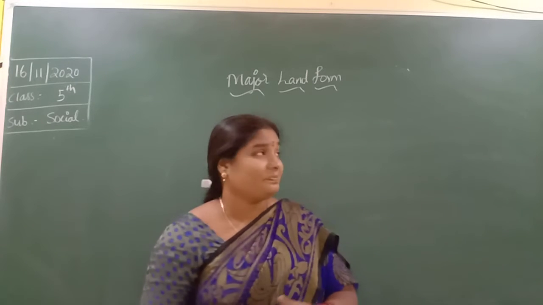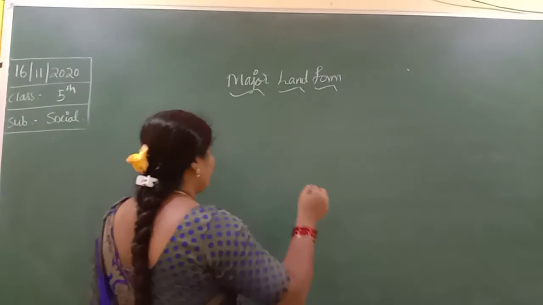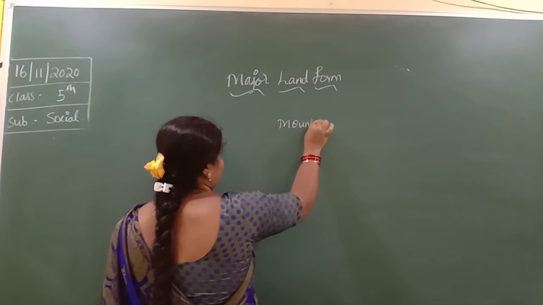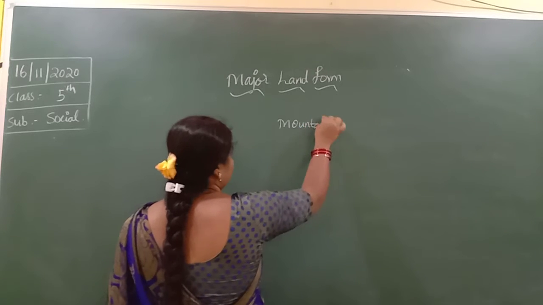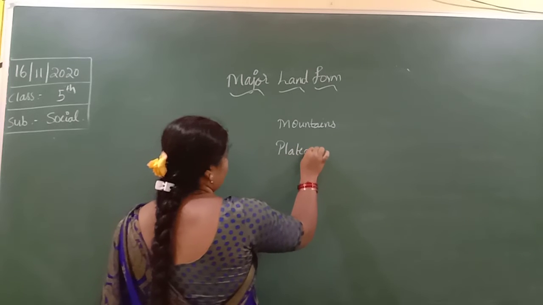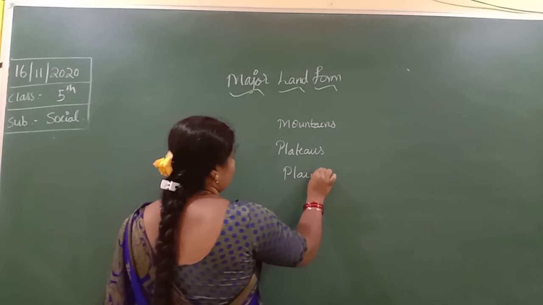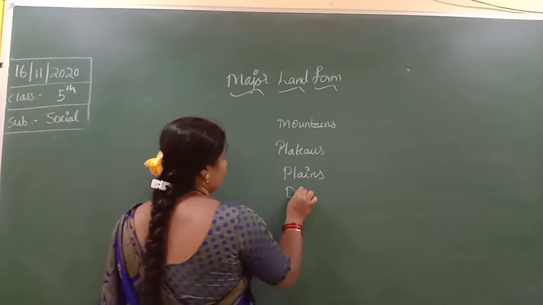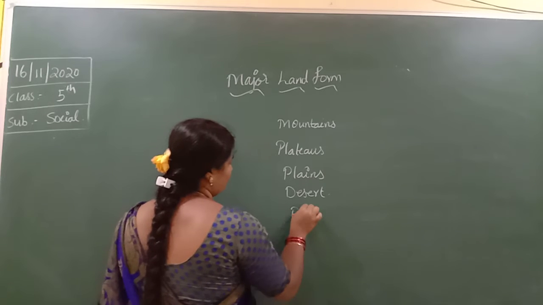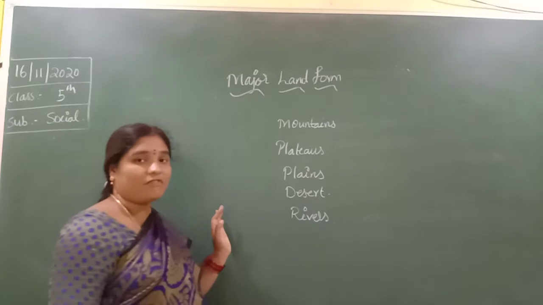Next, the plateau. What are the major landforms? I'll write once again on the board. Mountains, plateaus, plains, deserts, rivers. These are the major landforms of our earth.